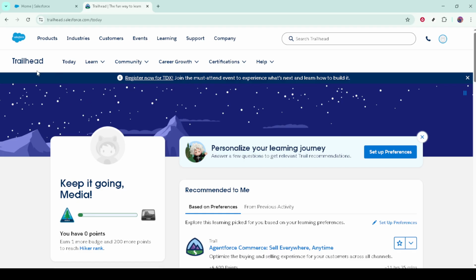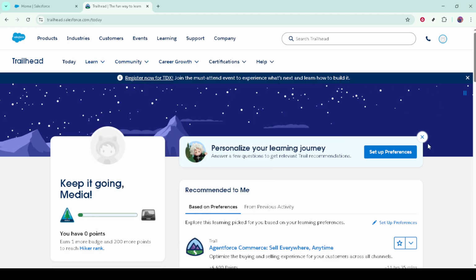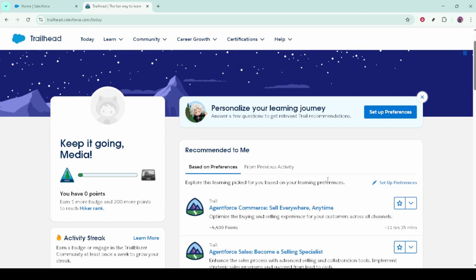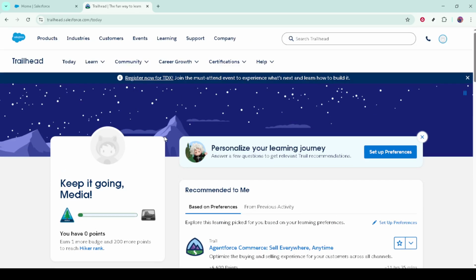This becomes your study home base where you track progress, earn badges, and spin up practice environments called playgrounds. Take a moment to set a target exam date, then align your study pace with that timeline so you always know what's next.